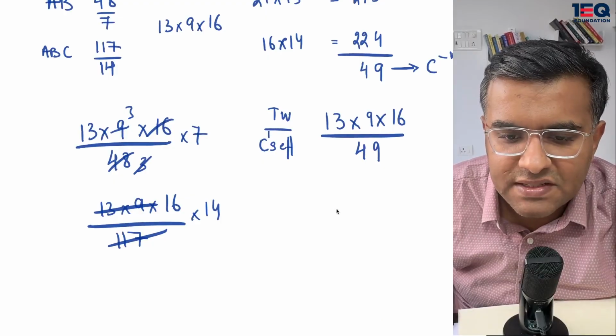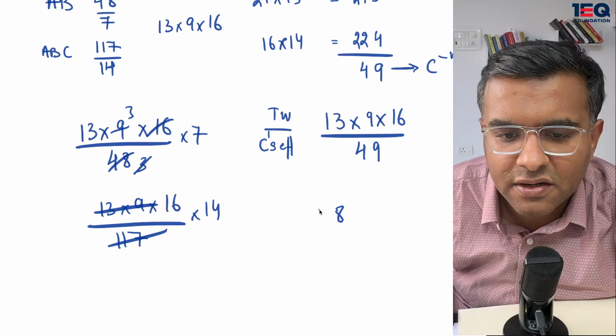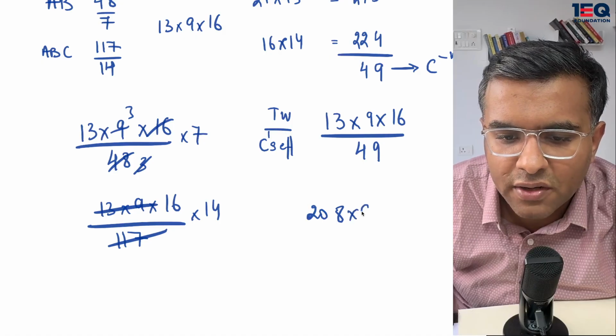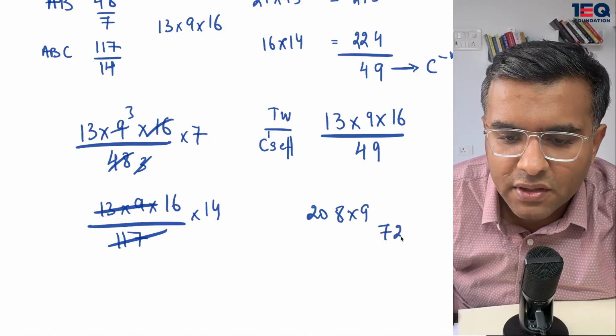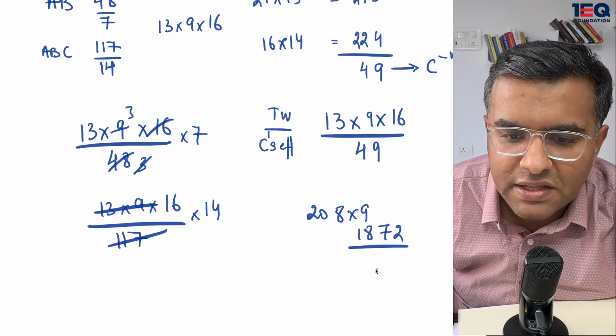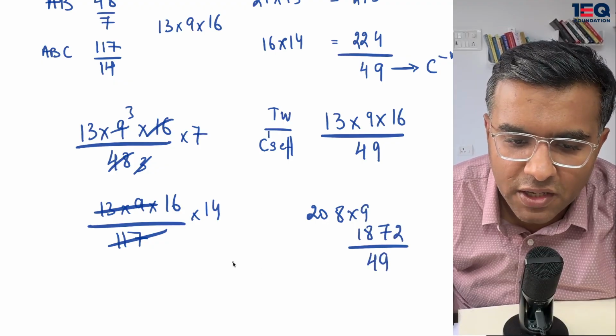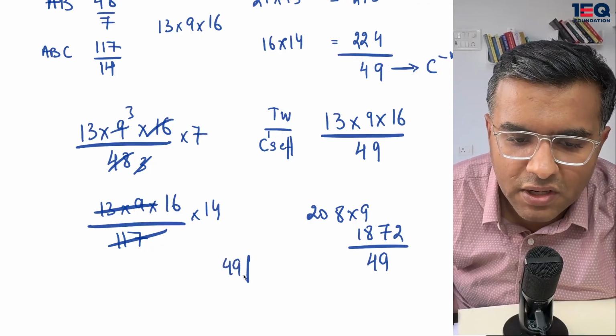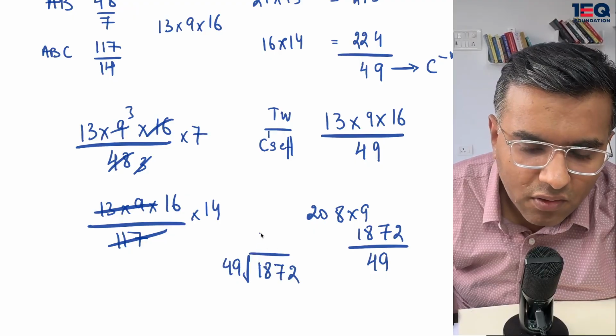Okay, 13 × 6 is 78, 7 in carry, 13 × 1 is 7. This is 208, 208 into 9. 9 × 8 is 72 and 9 × 2 is 18. So 1872 divided by 49. Okay, I'll do 49 divided into 1872.